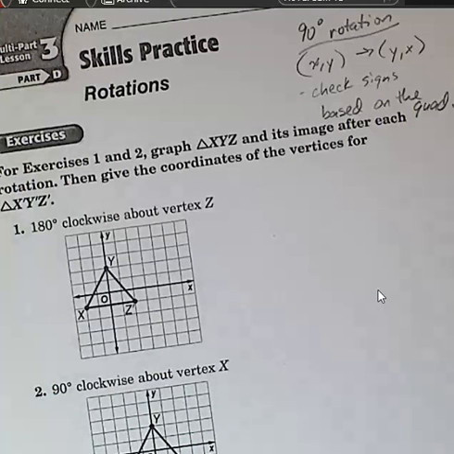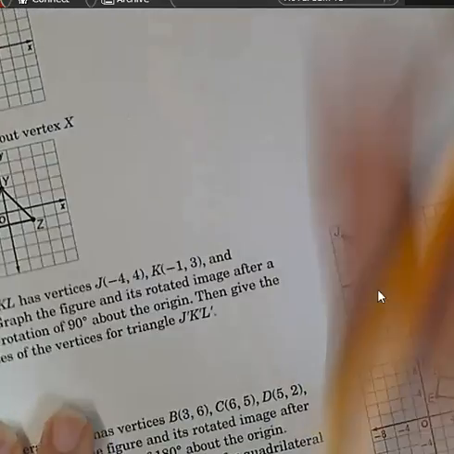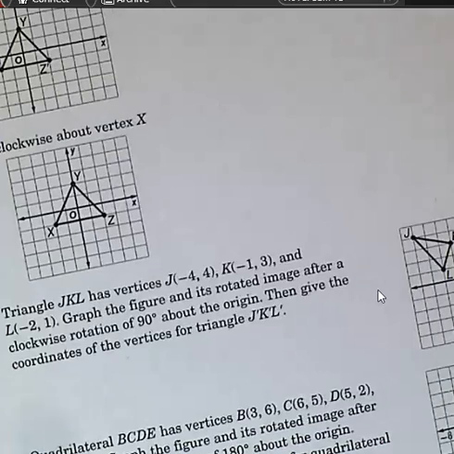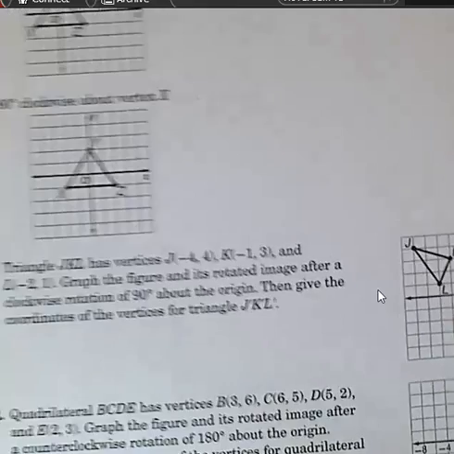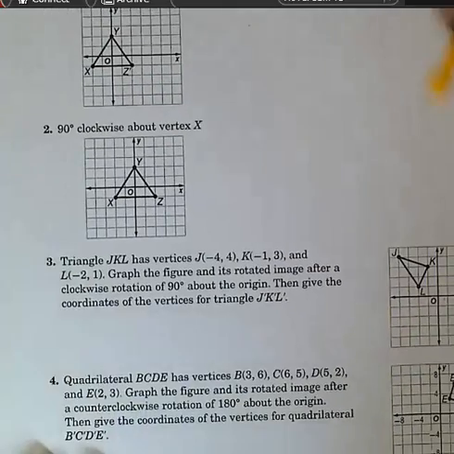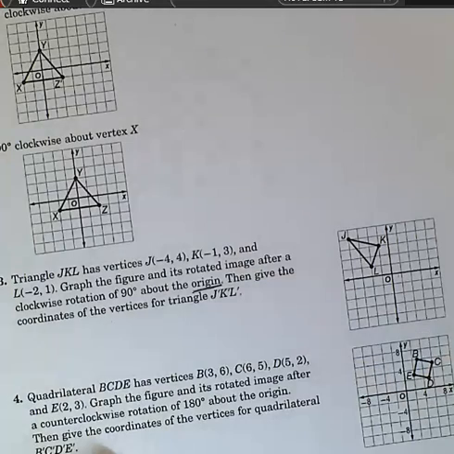We are going to do 3. We're going to do 3 together. We're going to skip 1 and 2 for right now because 1 and 2 is actually one step trickier than 3. And here's why. What we've talked about so far is going about the origin, meaning that middle part. That's the only thing we've talked about so far.